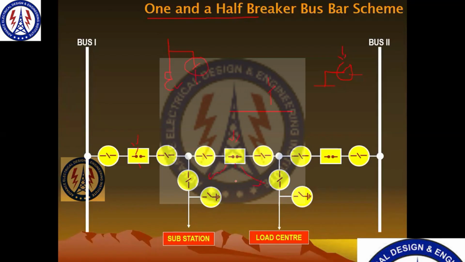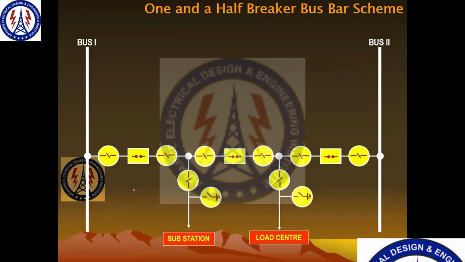But we will see the operation of this circuit breaker here in this scheme. This circuit breaker is helping both feeders. So that's why we have 3 circuit breakers per 2 feeders, and that's why we call it the 1.5 breaker scheme. So this half breaker, 50% we are giving to this, 50% we are giving to this. So that's why we call it the 1.5 breaker scheme. Got it? So this is the reason.